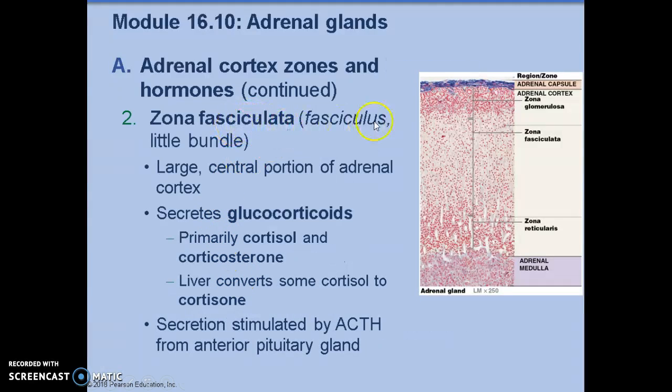The zona fasciculata secretes glucocorticoids. And you may be familiar with cortisone, but these glucocorticoids are cortisol and corticosterone. And the liver will convert some of this cortisol to cortisone. This secretion is stimulated by adrenocorticotropic hormone, ACTH, from the anterior pituitary.